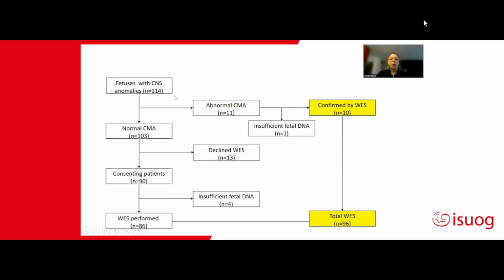For the entire retrospective series, beginning with 114 cases, 11 were detected by chromosomal microarray, and then except for the one that had insufficient fetal DNA, this was also confirmed later by whole exome sequencing. And then the ones that were negative, we offered exome sequencing, some declined, some had insufficient DNA, but then when whole exome sequencing was performed for 86 cases, we had 44% detection rate. So that was a total of 96 cases that were analyzed retrospectively by whole exome sequencing.